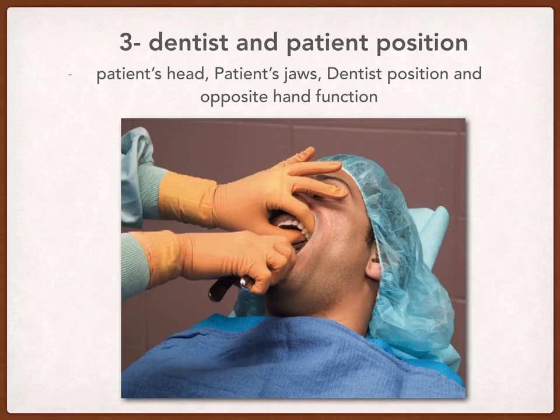The dentist position generally is in front of the patient, but we can stand behind the patient when we want to extract the lower right quadrant teeth. And the opposite hand function is always to support the head or the jaw and reflect the soft tissues. As you can see here in this picture, the left hand is supporting the maxilla and the maxillary alveolar ridge and reflecting the cheeks.